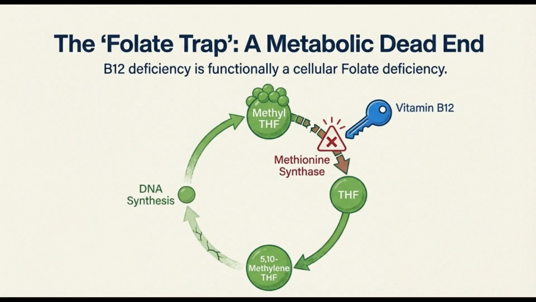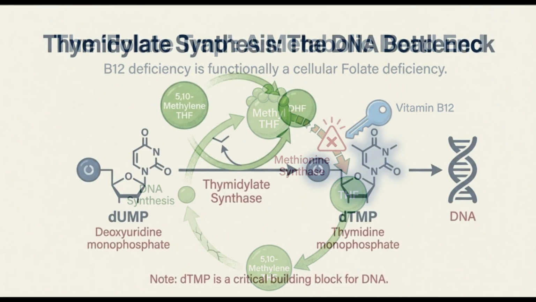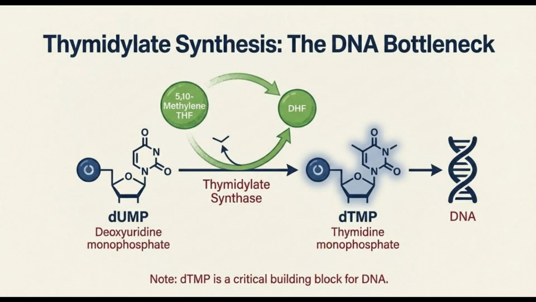When that happens, folate gets stuck in one particular chemical form, methyl THF. It just piles up, it can't be converted to THF to continue on in its metabolic cycle. So what happens is a B12 deficiency effectively creates a cellular folate deficiency by trapping all the available folate in this metabolic dead end. So why is having all your folate trapped such a disaster? How does that lead to the final problem?